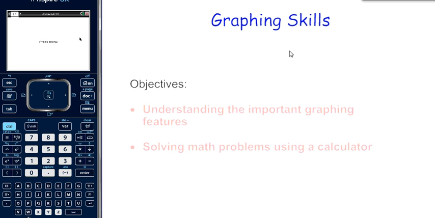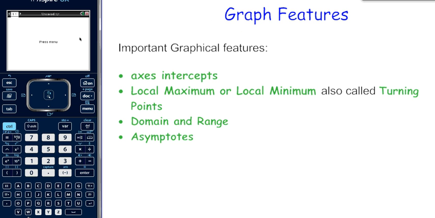Okay, today we're going to look at some graphing skills. By the end of this lesson, you should be able to understand the important graphing features we're going to look at today, and then also how to solve problems using your calculator.